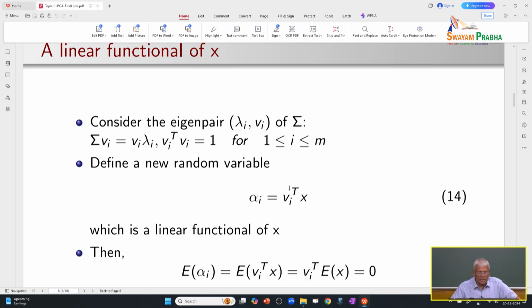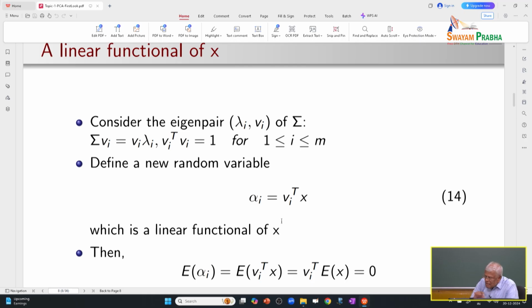Multiplying a vector X by Vi transpose makes it a linear functional. So this alpha i is essentially a linear function of X with respect to the eigenvector Vi. So alpha i is a linear function of the given random variable X. Now please understand, our goal is to be able to express X in terms of alpha i and xi i.